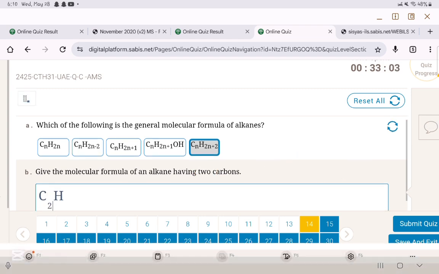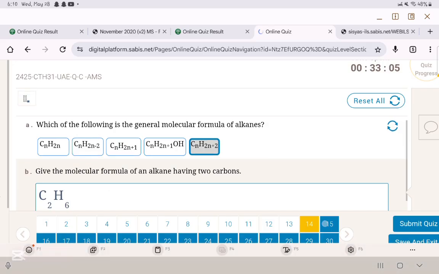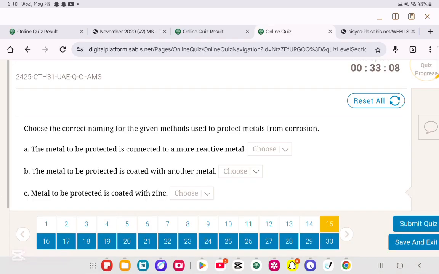Oopsies, C2H6. Move on to question number 15.